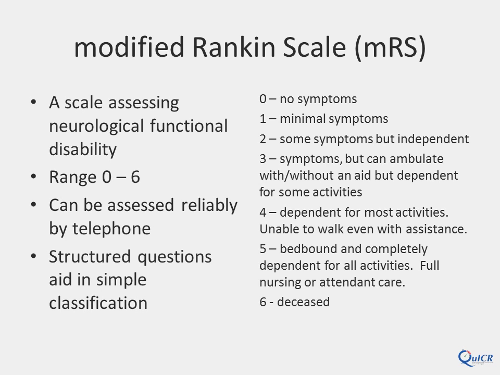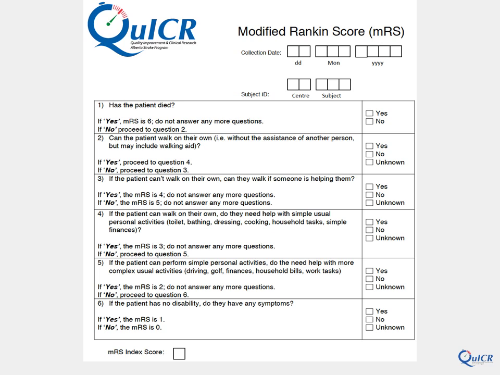So the range goes from perfectly well to deceased, and it's actually pretty straightforward when you talk to the patients to understand where they are in their symptoms. There are some standardized structured questions which allow a really easy classification, and in this slide I show you the standardized questions. So there are 6 of them, and they allow you to put the patient in the category starting from the worst possible outcome to the best.